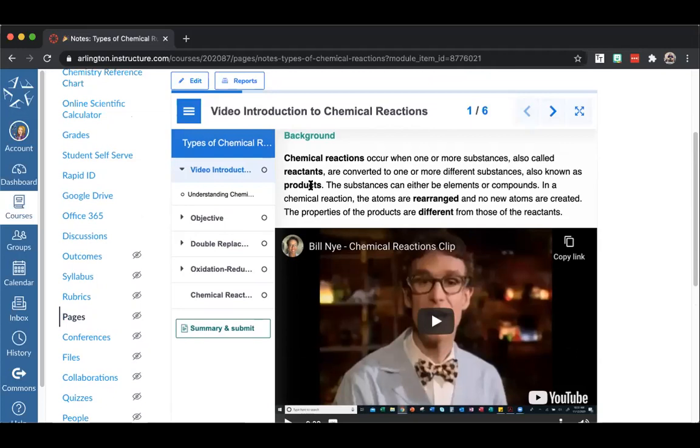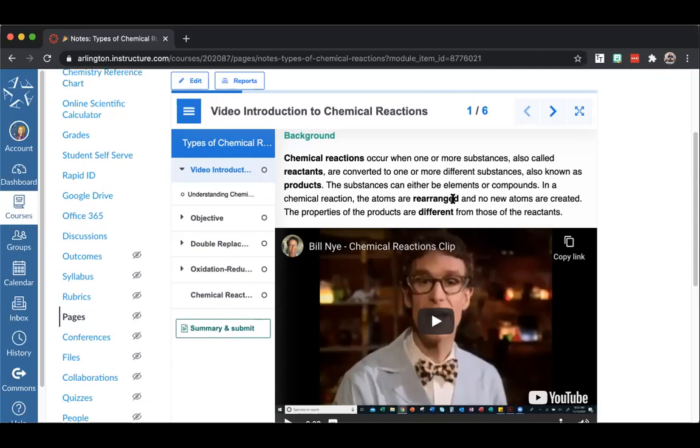Those are our products. And so what happens is I can have elements or compounds or both, it just depends. And what happens is the atoms will be rearranged. So it's not like I'm doing magic. I'm not turning an oxygen atom into a nitrogen atom. There's nothing like that. All I'm doing is rearranging.